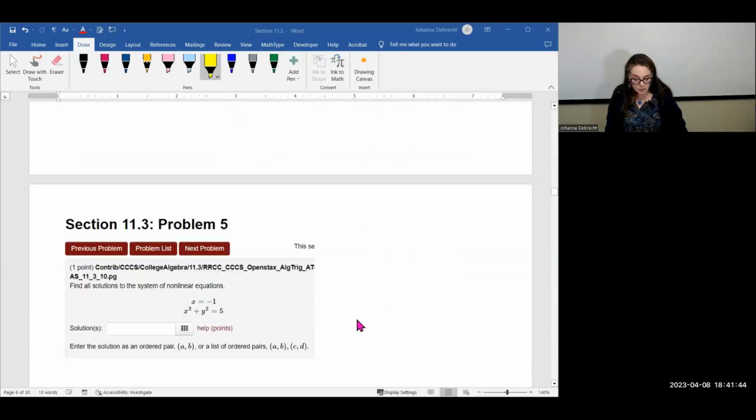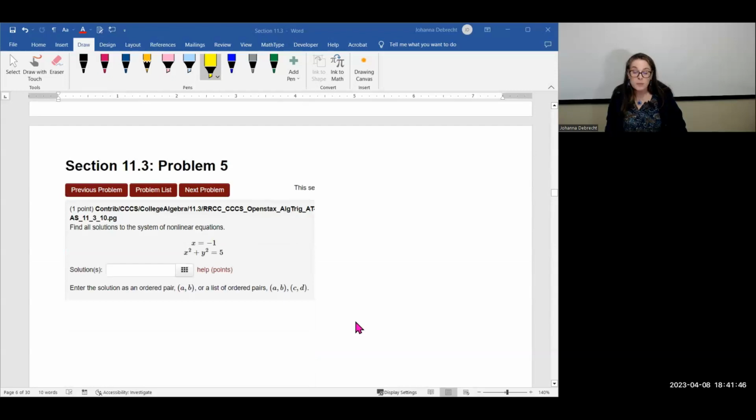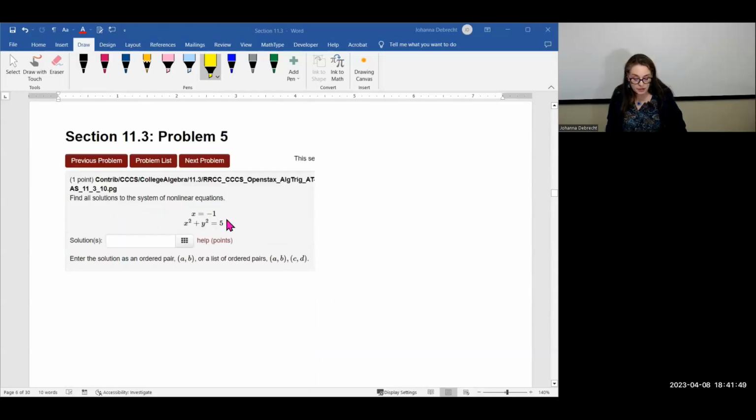Let's move on now to problem number 5. Problem number 5 is a little bit different. This is actually a vertical line, x equal to -1, and this is again a circle of radius square root of 5 centered at the origin. It will work the same, but here we have only one possible thing that we can solve for, and that's x. It's already solved for x. Go ahead and pause the video, work it out, then turn it back on.